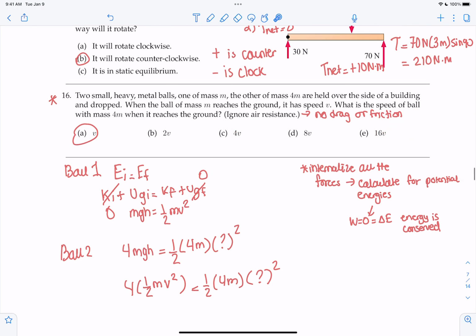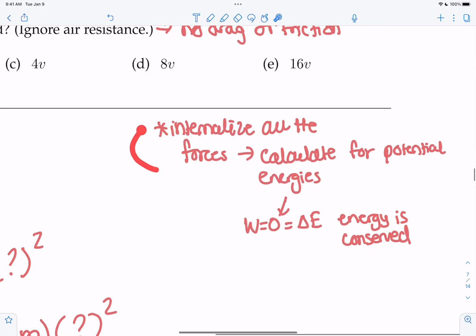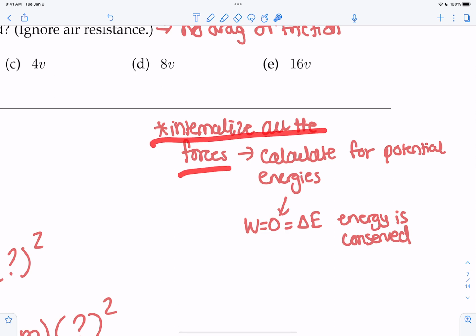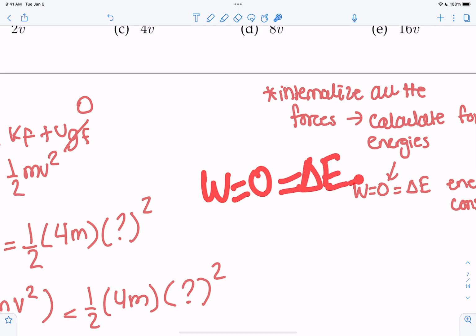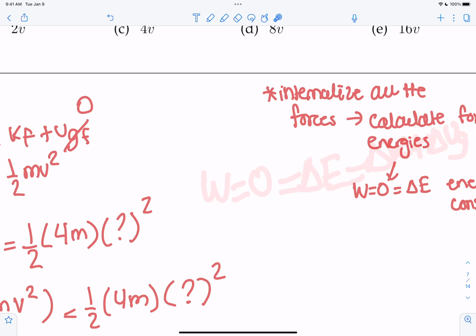Like I said, it's better to internalize all the forces because then you don't have to look at angles and stuff like that. You just look at the differences in height. If I internalize all the forces, then I can calculate my potential energies, and I can say that the energy is conserved and the system is isolated. There's no work, there are no external forces, and the change in energy is 0. That allows me to say W equals 0 equals delta E, which is the change in kinetic plus the change in gravitational potential energy.